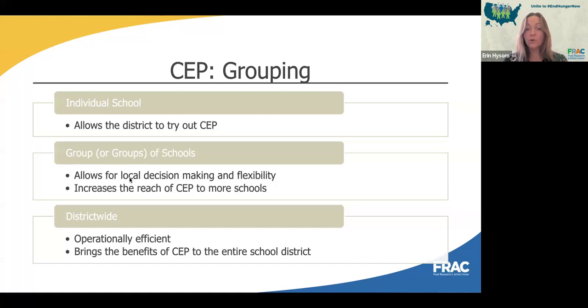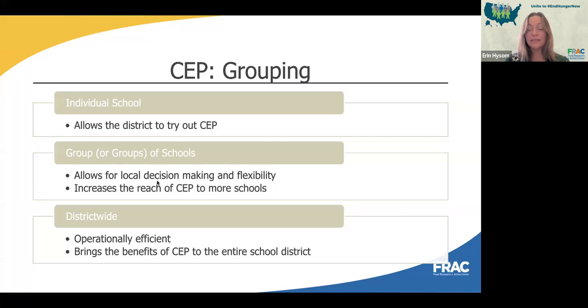Schools could also be grouped or clustered together within a single district. This allows schools to decide which schools can participate in CEP in a way that makes sense for them. For example, a district might want to cluster together a feeder system, meaning the elementary schools that go to a specific middle school, that go to a specific high school, could all be one group in CEP, providing a continuity of meal service throughout that child's entire educational career. This increases the reach of CEP and brings the benefits of school meals to more children.